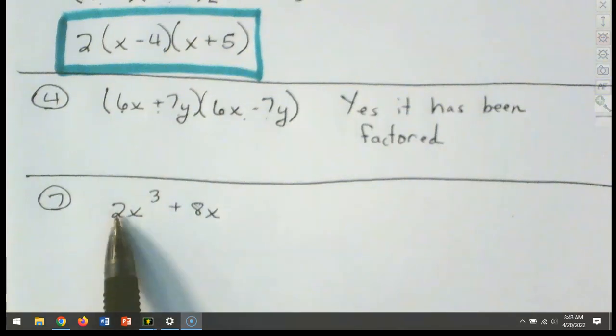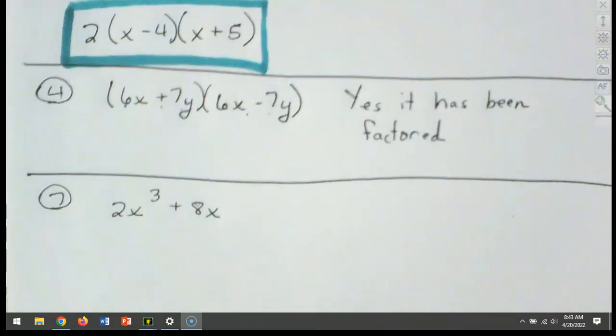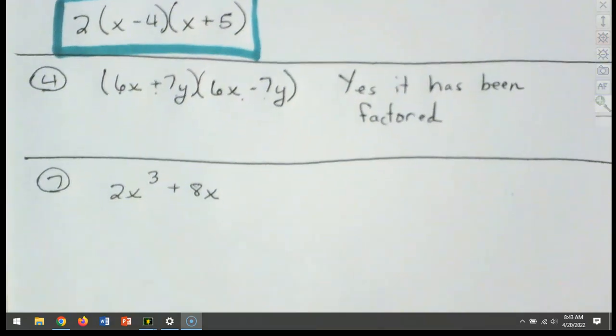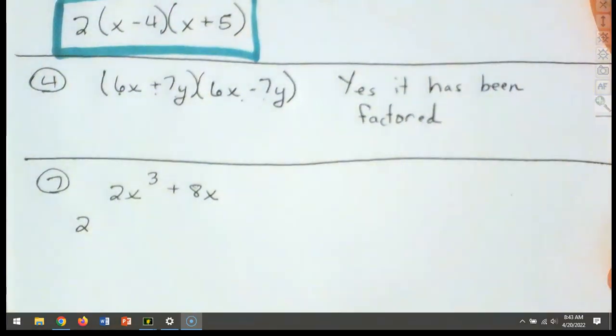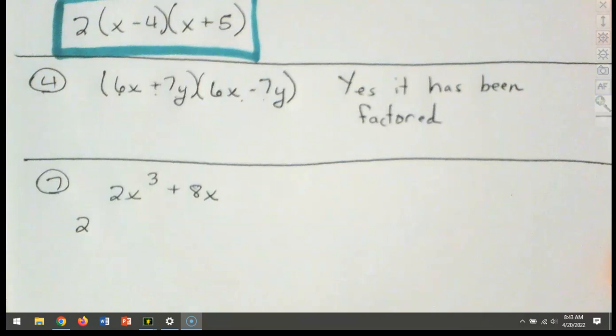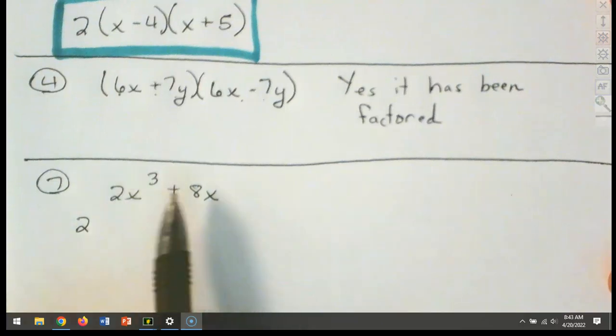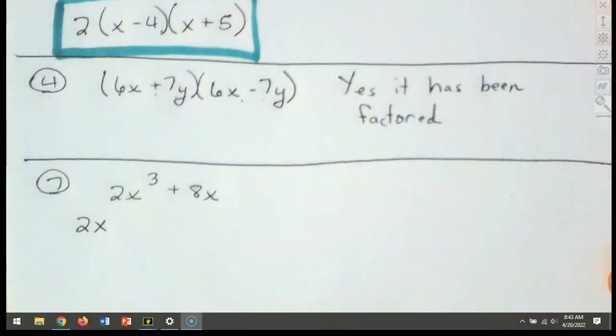And then when I look at the terms, this one has a 2, and this one has an 8. So they have a number in common. Looks like they have a 2 in common, don't they? Okay, so that 2 will come out. And they also have an x in common. We always take out our smallest power. This one's cubed, and this one's just an x. So what are we going to take out? We're going to take out simply an x, right? So 2x comes out. Is everyone okay with how I did that?